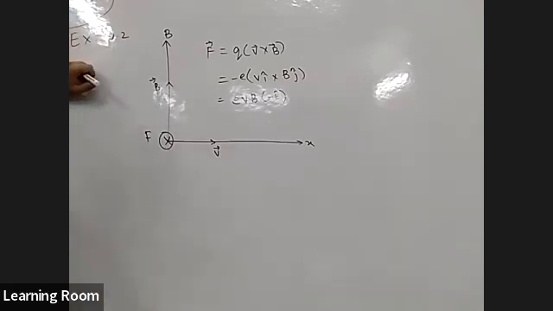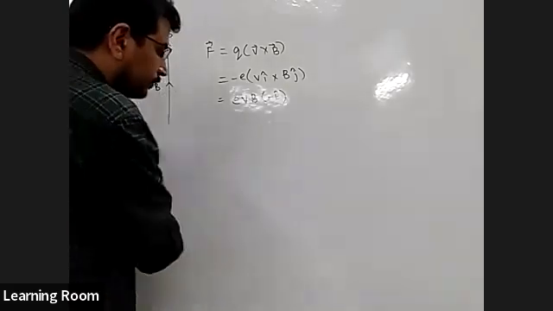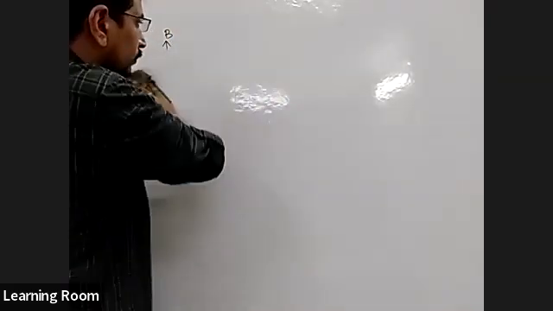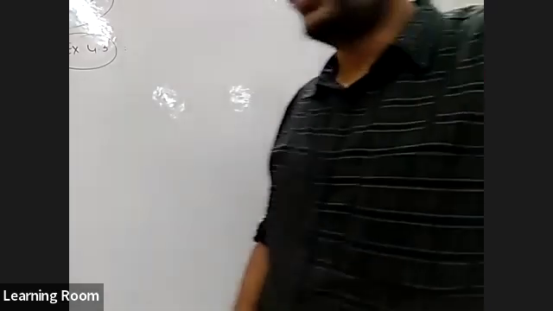Let's try example 4.3. How to solve this? Read the question, then read and try. What is asked in 4.3? So what is the data given?